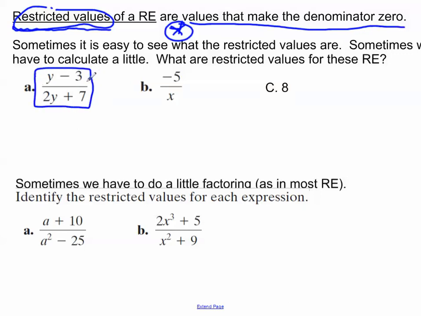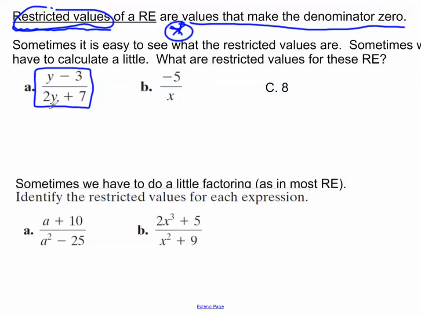Here's our rational expression here in the blue box. Restricted values for this are any values for our variable. In the previous example it was x, here it's y. Any values for the variable that make the denominator equal to 0.